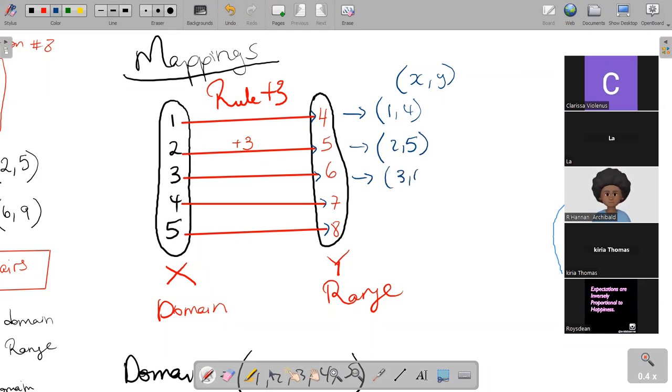3, 6. I like what I'm seeing. Very good. Keep it moving. Send me all. Send me all. What's the next one? 4, 7. Excellent. And the last one, 5, 8. Excellent. So what have we done so far?